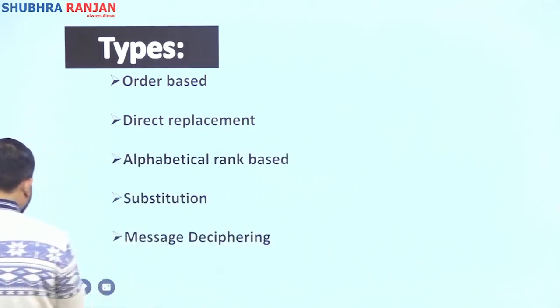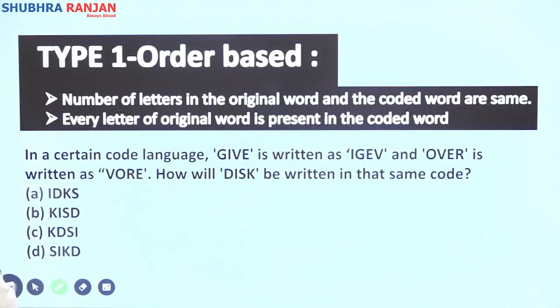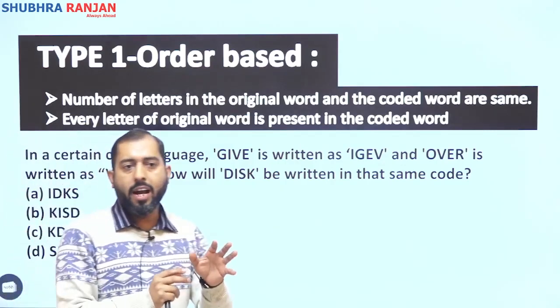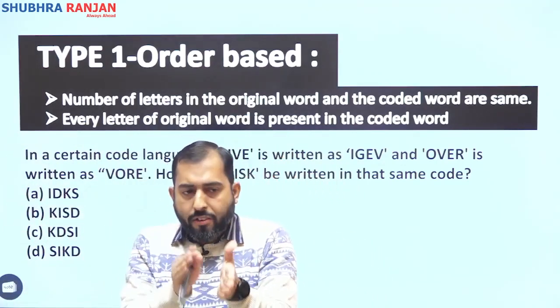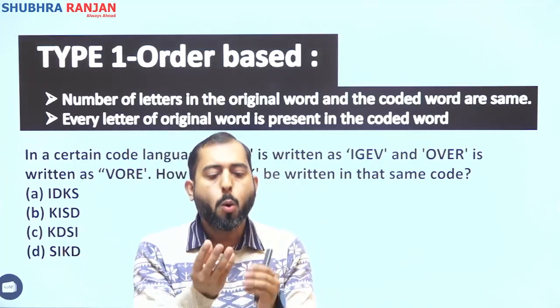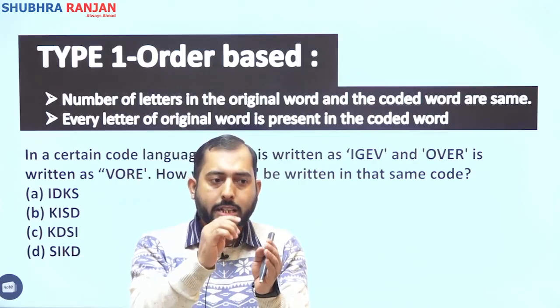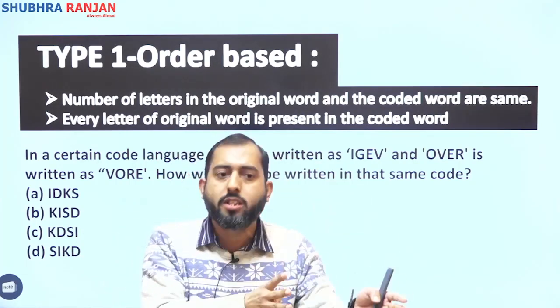So let's start with the very first. This is type 1 and this is order. Under it, we will discuss those problems in which a coded word has been formed with the help of just the reassembling, reordering of the letters of the original word.